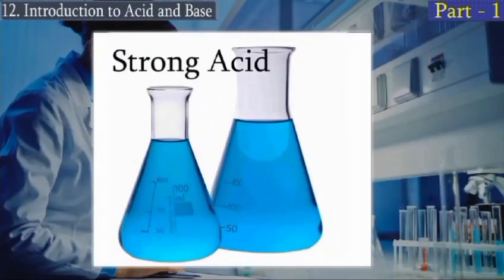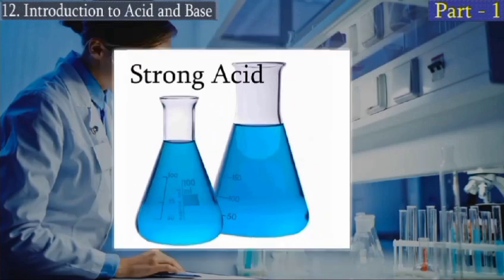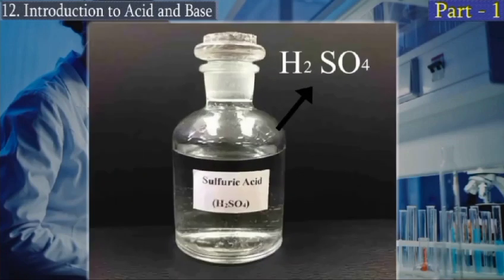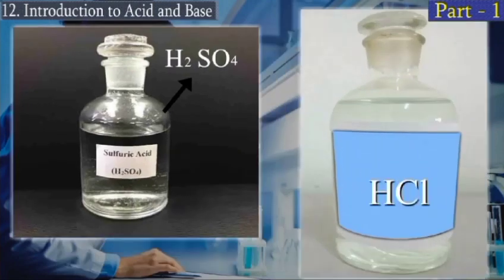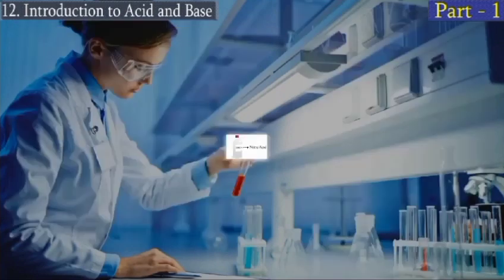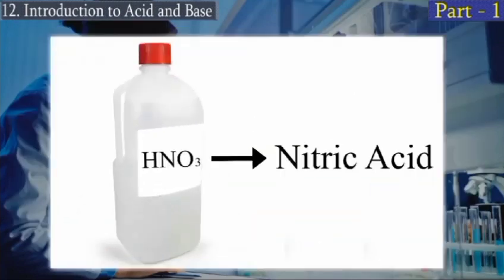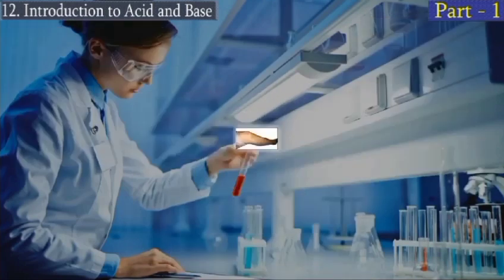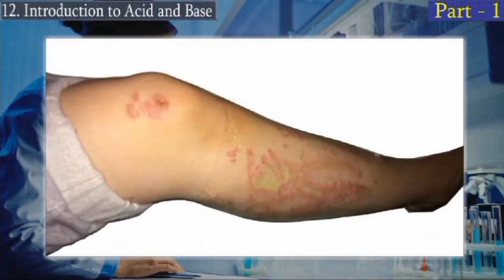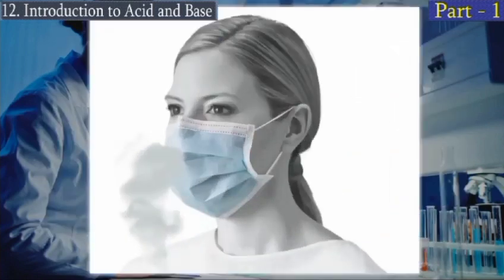Some acids are strong in nature. They are inflammatory or caustic. Examples: sulfuric acid, that is H2SO4, hydrochloric acid, that is HCl, and nitric acid, that is HNO3. These acids are also called mineral acids. The skin gets burnt when their concentrated solution falls on skin. Similarly, their vapors, if inhaled, can be harmful to health.